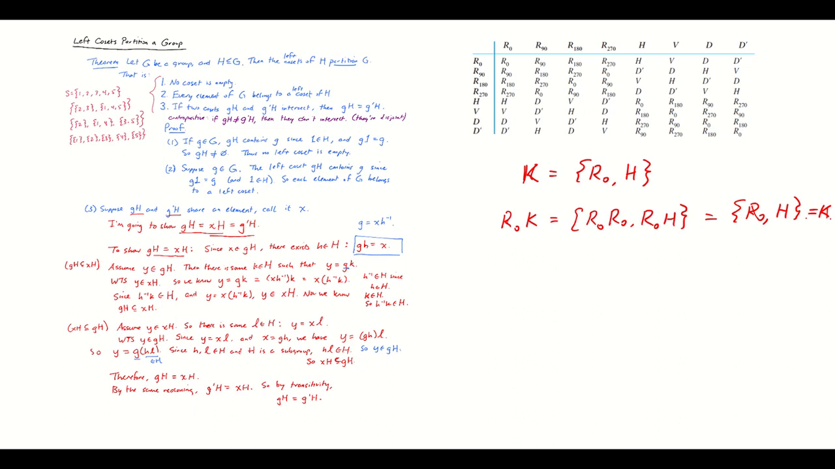So if I want a different left coset, I'd probably better pick an element not in my subgroup. So let's pick R90. I think that might produce a different left coset. So that's going to give me R90, R0. That's one element of the coset. And then the other one's going to be R90 times the other element of my subgroup, H. And then I know that the first product is just R90. And the second one is going to be R90 times H. Looking at my table, that gives me D prime.